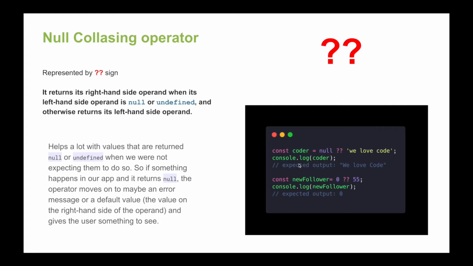In our code snippet here, we can see that the expected output is "we love code", because as we mentioned, it returns the right-hand side operand when the left-hand side operand is null or undefined. Inside here, our variable has been defined as coder, and on the left we have null and on the right we have a value. So that's why we expect the output to be the value, which is "we love code". We can also see a second example in the snippet right here, which defines a new variable, new follower. After logging new follower, we expect the output to be zero. So it helps a lot with values that are returned null or undefined when we are not expecting them to be.